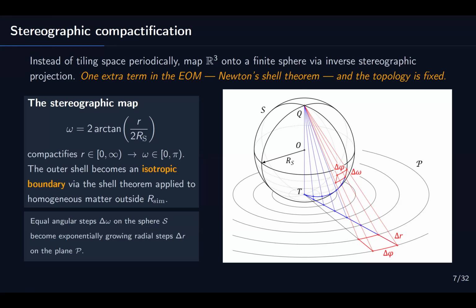For example, in 3 dimensions, you can take the entire 3D infinite universe, and using stereographic projection, you can project it on the surface of the 3-dimensional sphere. That surface, in 4 dimensions, will be actually a 3-dimensional sphere. And you can use that 3-dimensional sphere to make your simulations. And how would it look like?